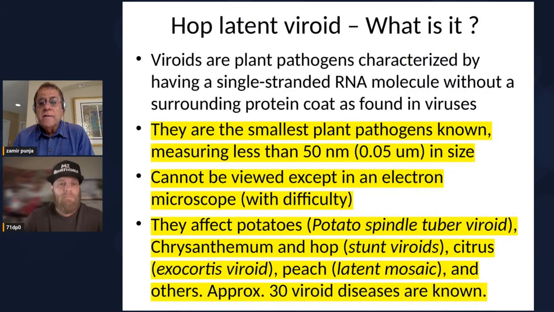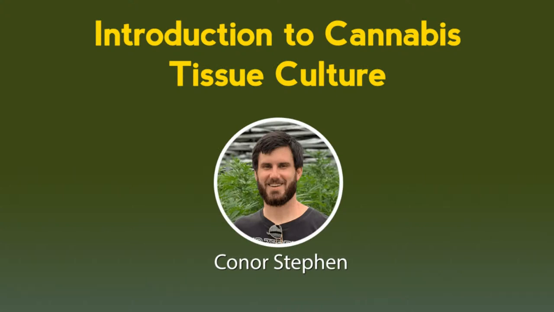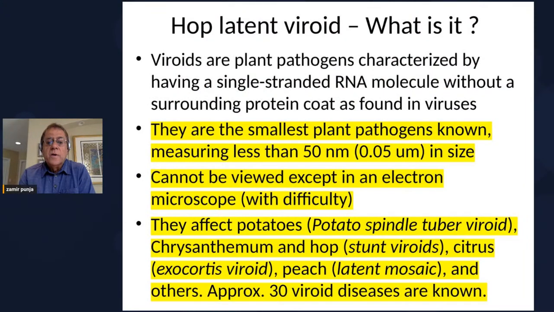And a micron is 10 to the minus 6 of a meter. So you can imagine how tiny these things are. In fact, you can't really see them except when you use an electron microscope. And even then, it's a problem to actually visualize what they are. So with that, I think you'll see that this particular viroid does cause a number of diseases on different kinds of plants, such as tomato and potato and peach and so on. About 30 different viroid diseases are known that are caused by viroids.